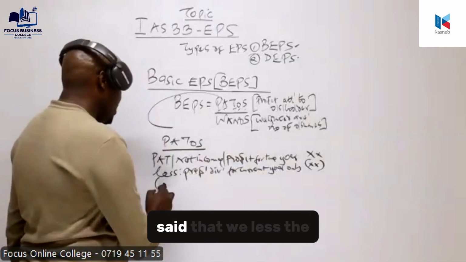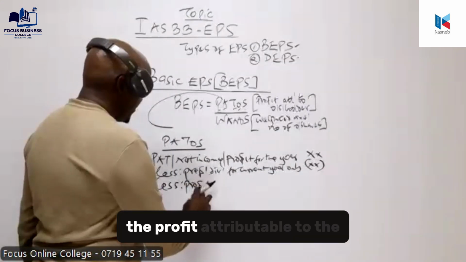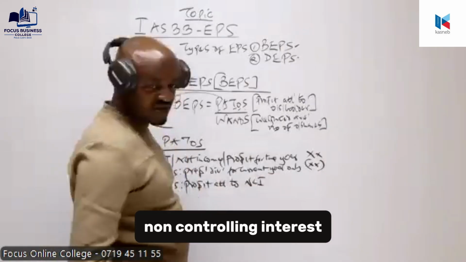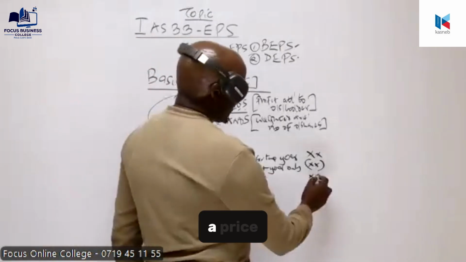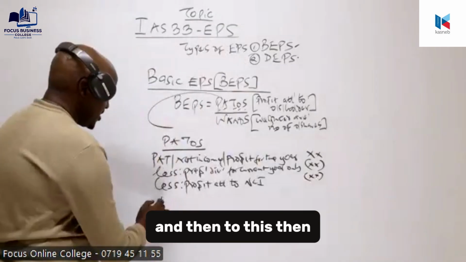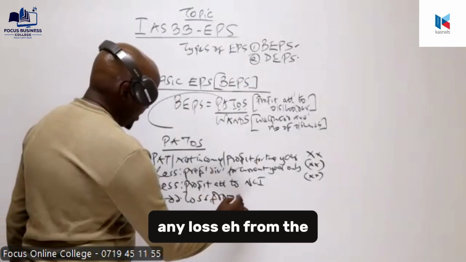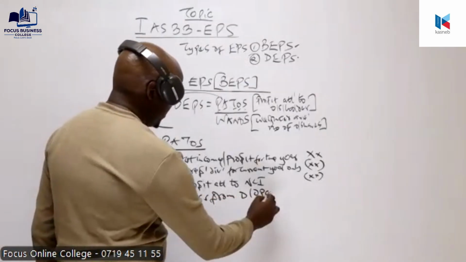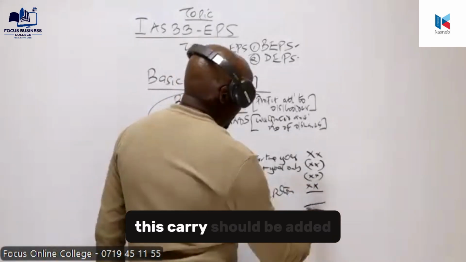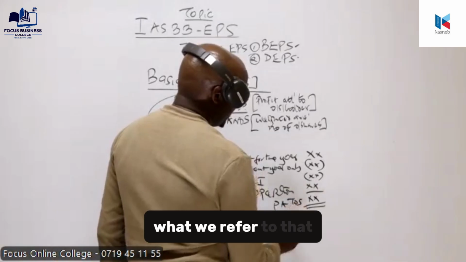So to this, we also said that we less the profit attributable to the non-controlling interest. So basically, this is how we are computing the earnings per share for a group of companies. And then to this, we said we add any loss from the discontinued operations. Any loss from the discontinued operations should be added there. And whatever you get here, we refer to that as what? We refer to that as PATOS.